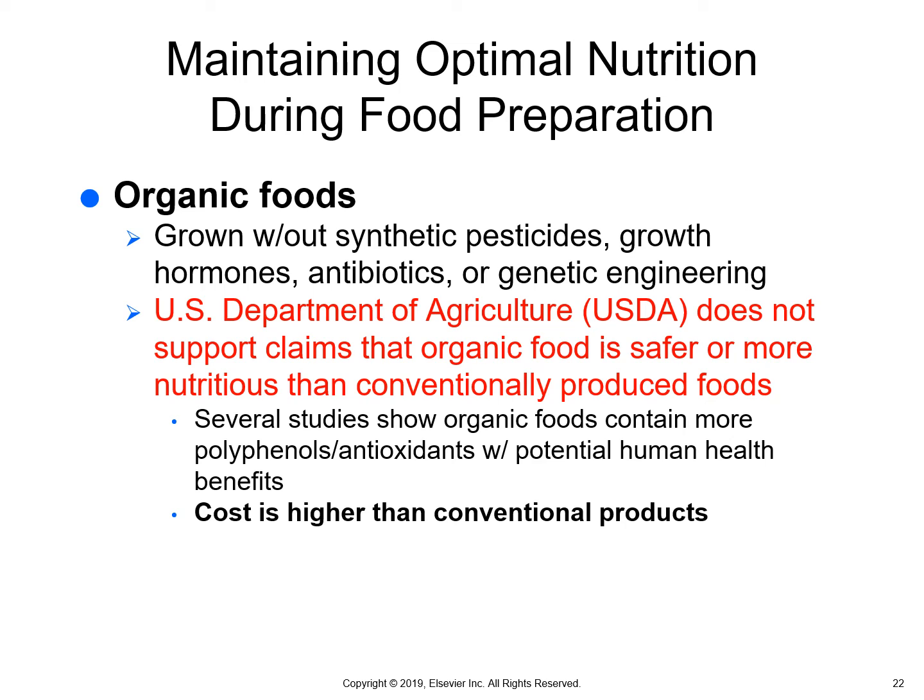Organic foods is a big controversial issue. So many people believe that you should only buy organic because that means that the foods have been grown without synthetic pesticides or growth hormones, antibiotics, or genetic engineering. The U.S. Department of Agriculture does not support claims that organic food is safer or more nutritious than conventionally produced foods, and several studies show organic foods contain more polyphenols, antioxidants, which are good, with potential human health benefits. However, organic foods are very high in cost.